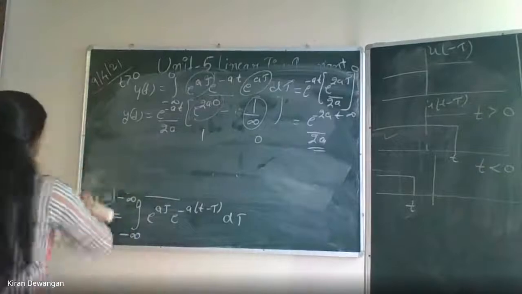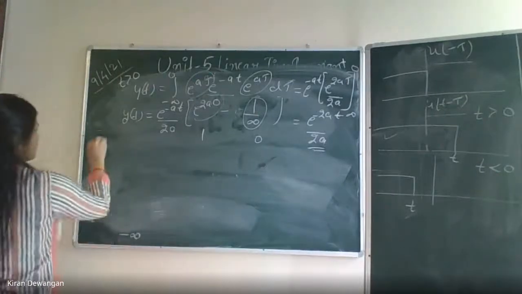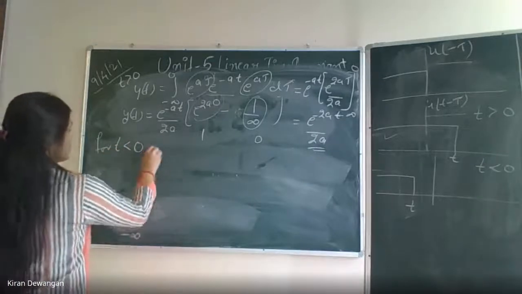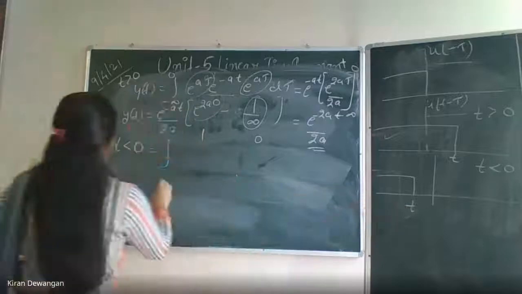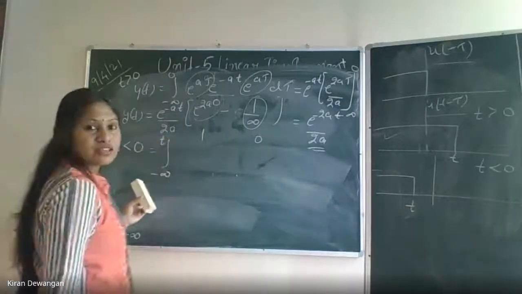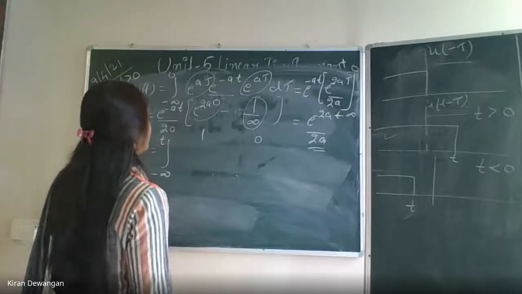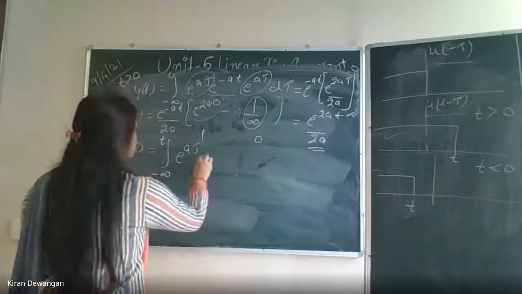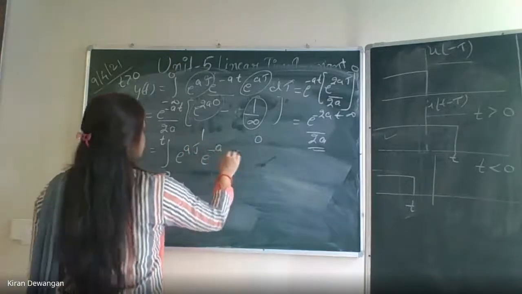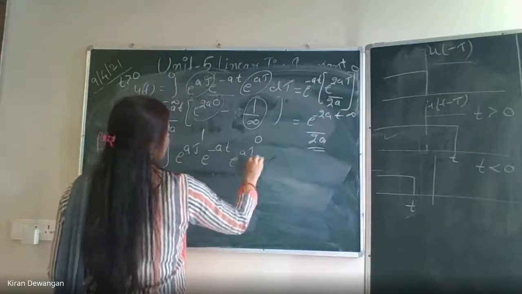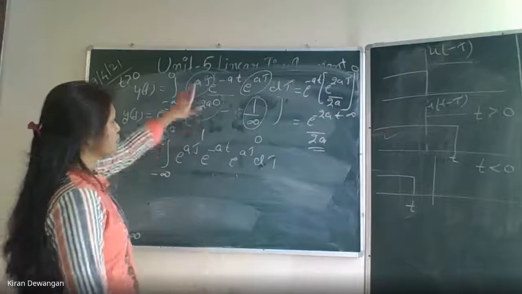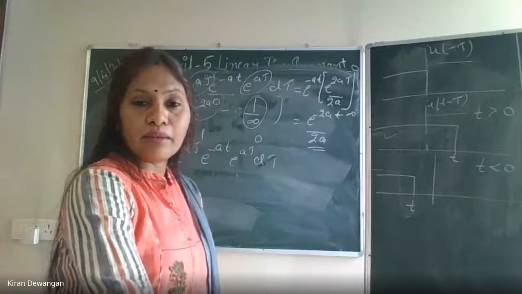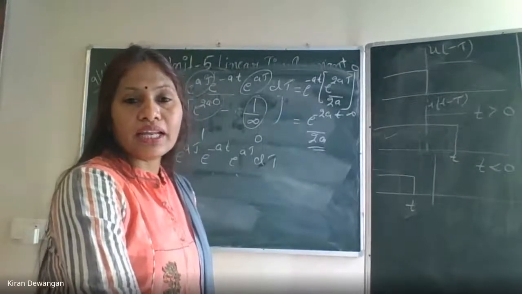Now the other part is also there, that is for t less than 0. For t less than 0, the limit will be minus infinity to t. And what is inside? E to the power a tau, and this one e to the power minus at, and e to the power a tau d tau again. Okay, this was the same thing. In this we will apply the limit again in the same integration and then finally we will get the answer.